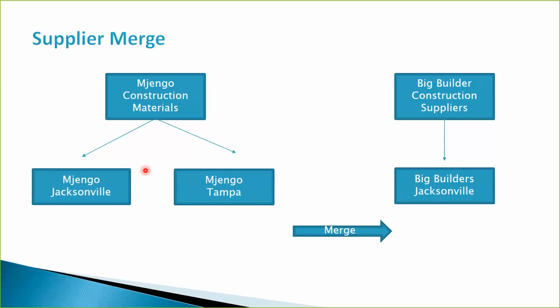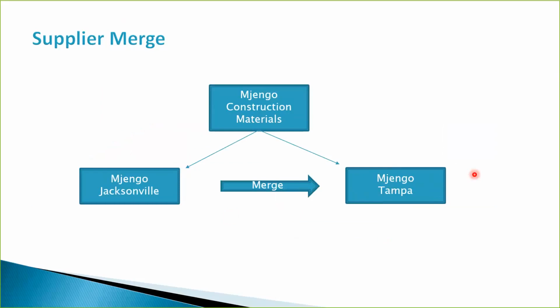So we can call this the source site, and this is the target supplier site. So what we are going to do is see how to do a supplier merge, but of course, in order to do this, we have to pick one scenario which we are going to implement.